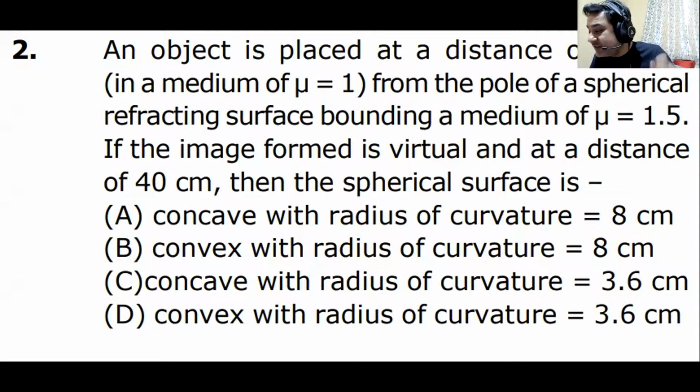An object is placed at a distance of 10 centimeters in a medium of mu1, which is air, from the pole of a spherical refracting bounding medium of mu equal to 1.5, which is glass. If the image formed is virtual, virtual means on the virtual side, on the refracting side. So this is what you need to understand. And it is at a distance of 40 centimeters. What type of spherical surface is it? And your time starts now. Good luck.